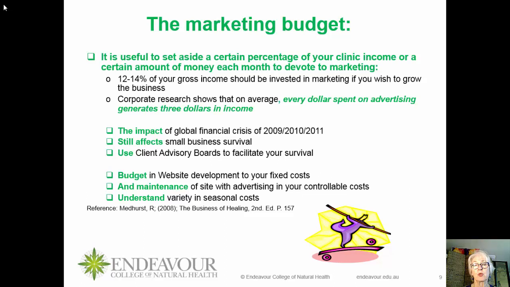We need to make sure that we understand that it may be that little time longer to start to reap the returns. In other words, the child needs to grow a little bit longer before we actually start to see the benefits coming back to us. So we need to invest more into it. And remember to use client advisory boards to facilitate your survival. Get help where you need it.